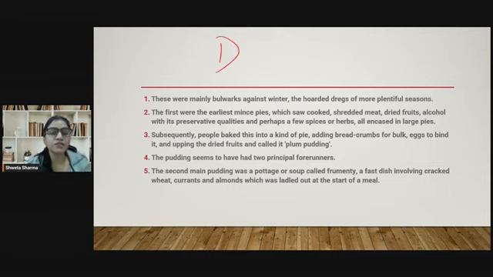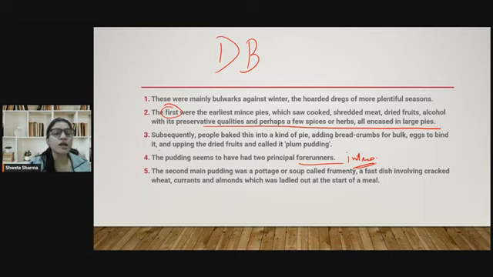It's going to start with the sentence, the pudding seems to have had two principal forerunners. So it's an introduction. Now I need to go ahead to the first one. The first were the earliest mince pies, which saw cooked shredded meat, dried fruits, alcohol with its preservative qualities, and perhaps a few spices or herbs, all encased in large pies. So we start with D, then we go ahead to B.